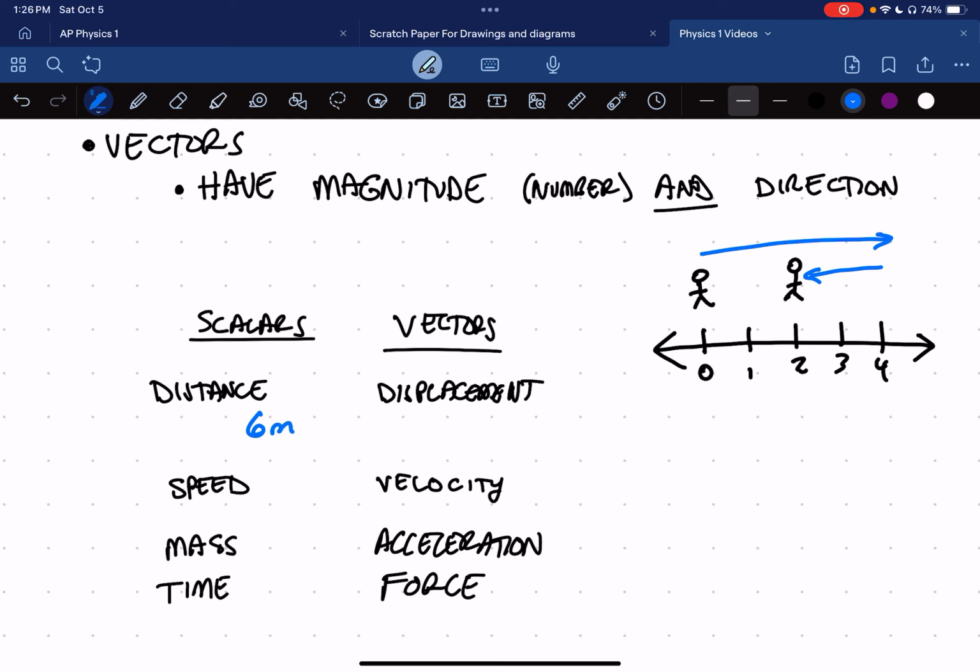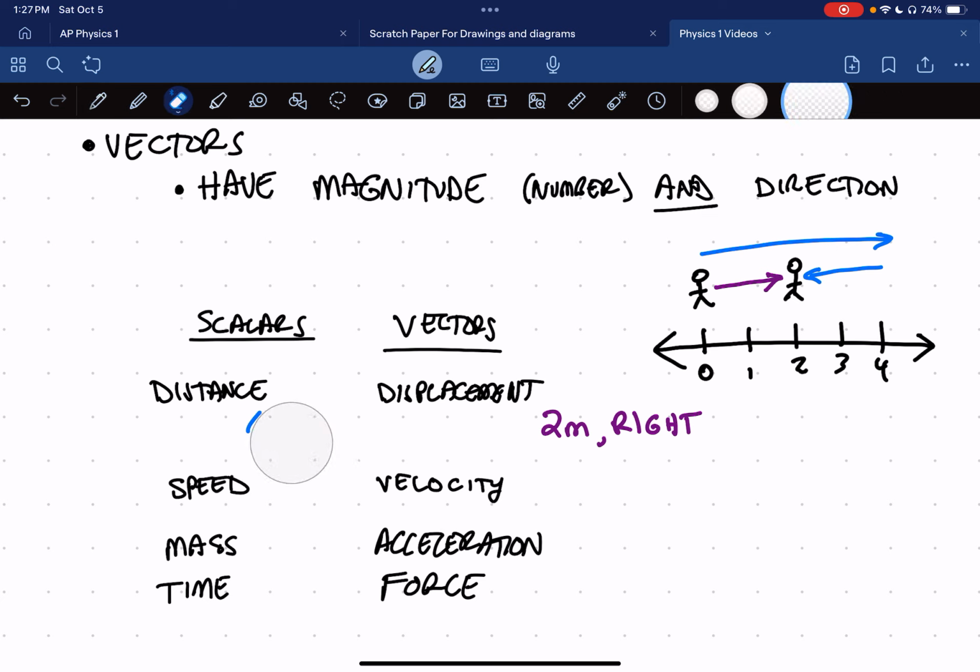But your displacement is how far you moved from where you started and in what direction. So you started here, you ended here. So your displacement is 2 meters to the right. Okay, so again, distance is a scalar, displacement is a vector.